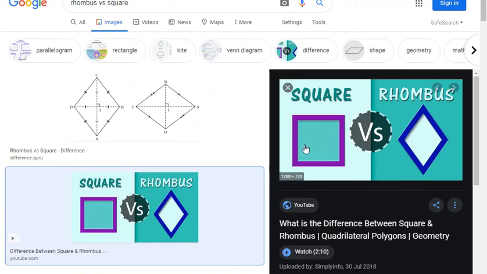What is the difference between rhombus and a square? The only difference is here, all sides are equal in both. Diagonals bisect each other at right angles in both. So the difference is the angle made by the sides with each other in a square is 90 degrees, whereas in rhombus it's not compulsory that it should be 90 degrees. Square is a special type of rhombus, you can call it.